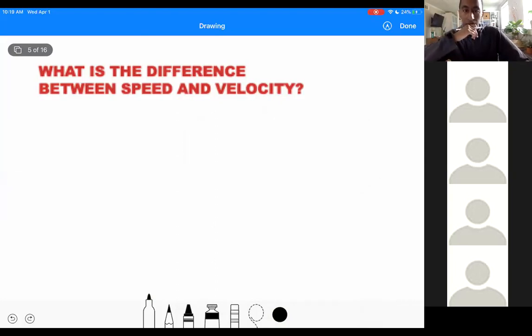Speed talks about how fast an object is moving, while velocity describes how fast, but also where it's going. Okay, good. So he says speed is how fast, velocity is how fast and where. Other thoughts? Anything to add to that? Speed is a relationship between distance and time, Carla says in the chat. Yes, speed is a relationship between distance and time. Anyone else have anything to add to that? What is the difference between speed and velocity?